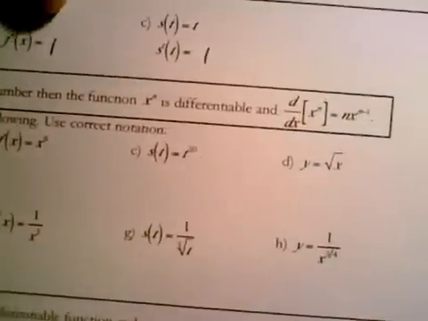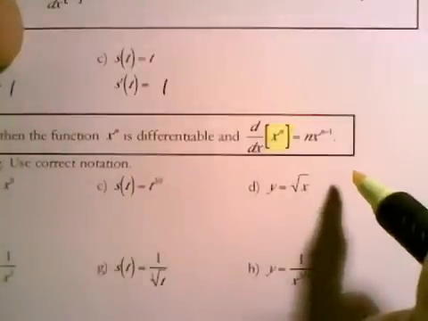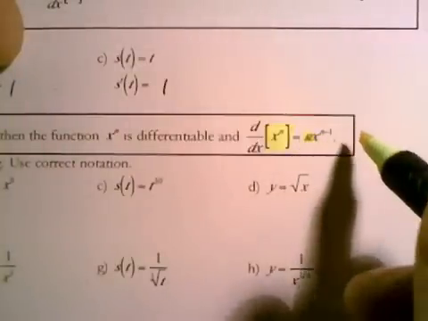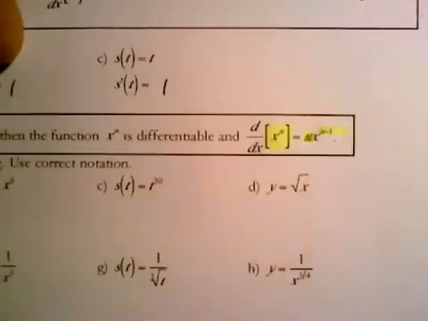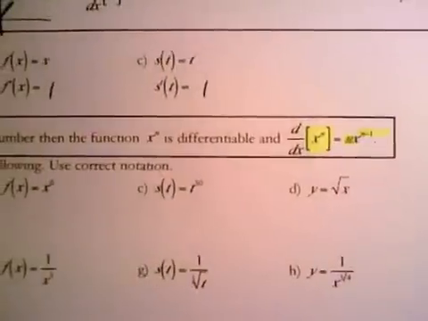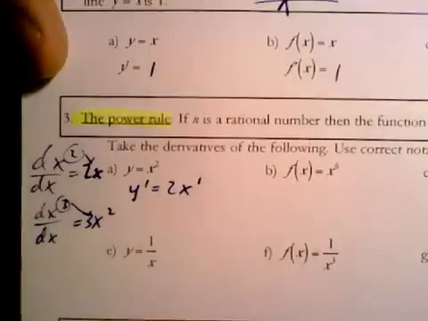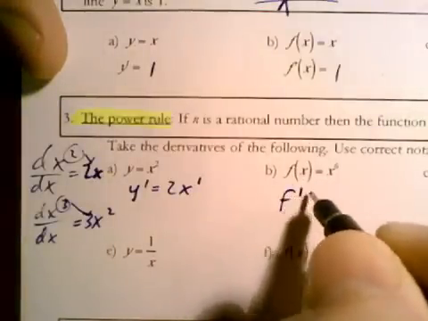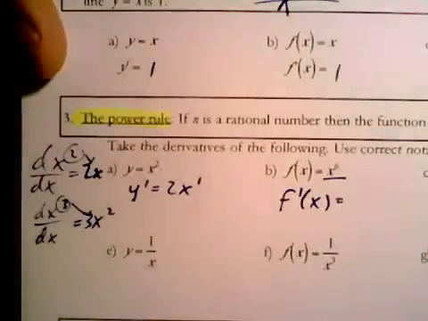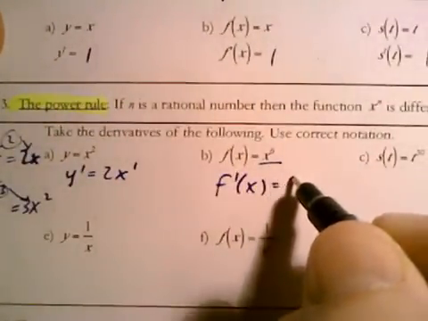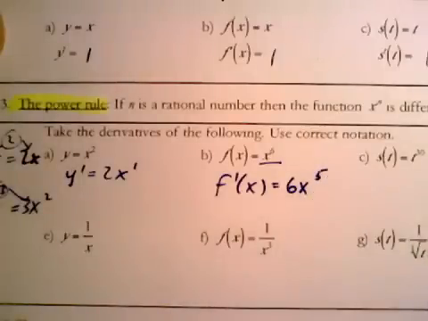So the power rule says that the derivative of x to a power is equal to, you take the power out in front, and then you multiply by x, but then you just subtract 1 from the power and you have your new derivative. Okay? So just like we did over here, y prime is equal to 2x to the first power, which is just 2x. f prime of x, if f of x is x to the 6th, then f prime of x is equal to, you take the 6 and you bring it out in front, multiply by x to the 6 minus 1, or 5. And that's it.